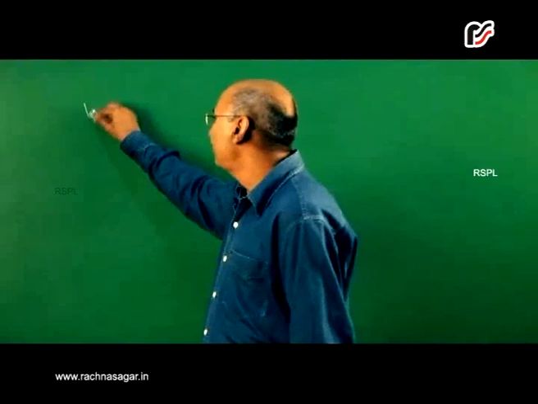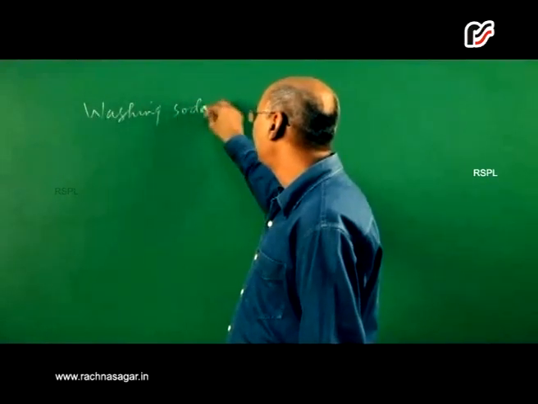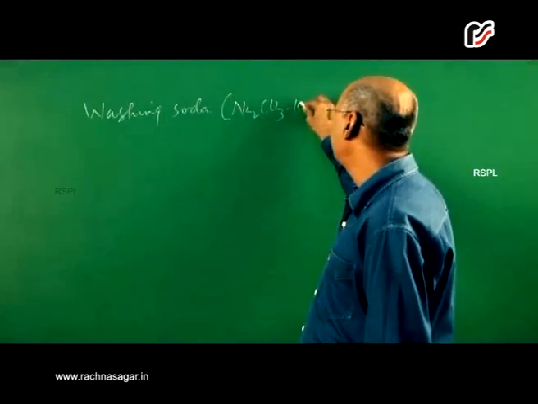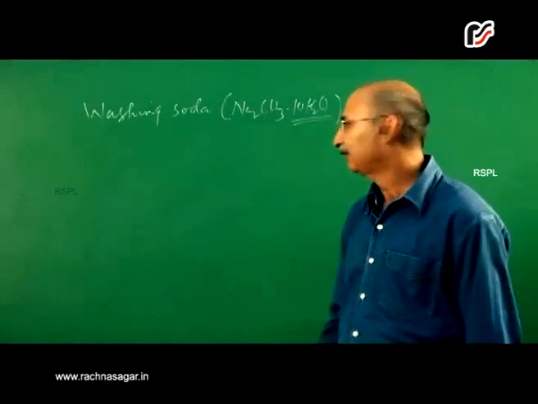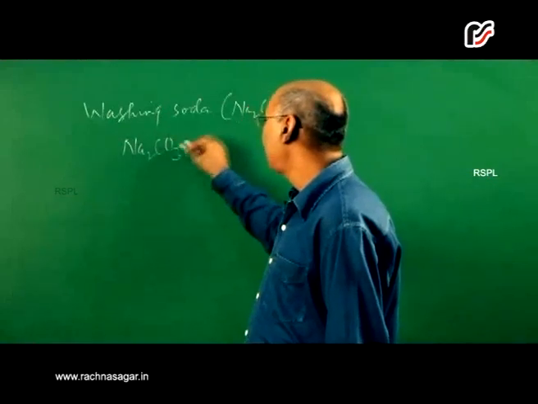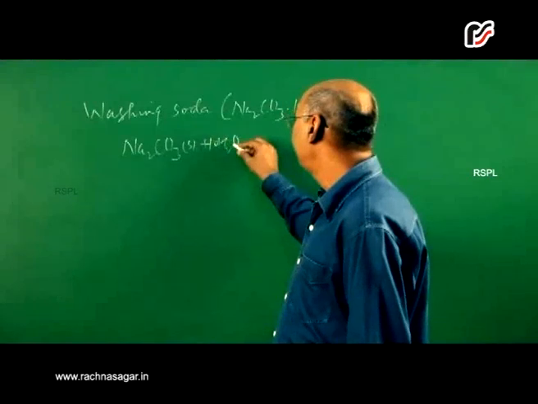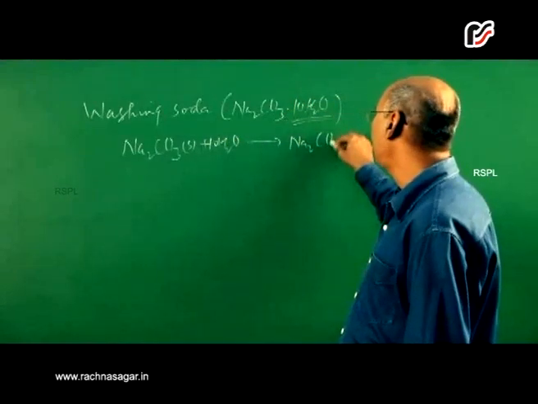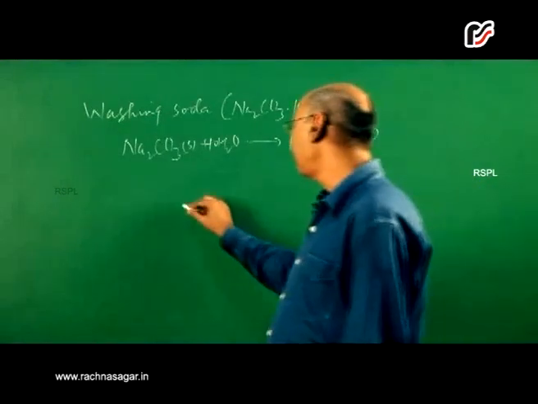Let's take up manufacture of washing soda. Now what is washing soda? Washing soda is Na2CO3 into 10H2O. These water molecules are water of crystallization. When you crystallize sodium carbonate in aqueous solution, it absorbs 10 molecules of water and results in the formation of washing soda. Tell me, what are the uses of washing soda?